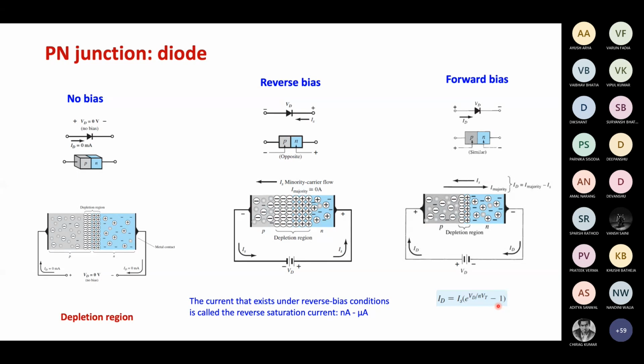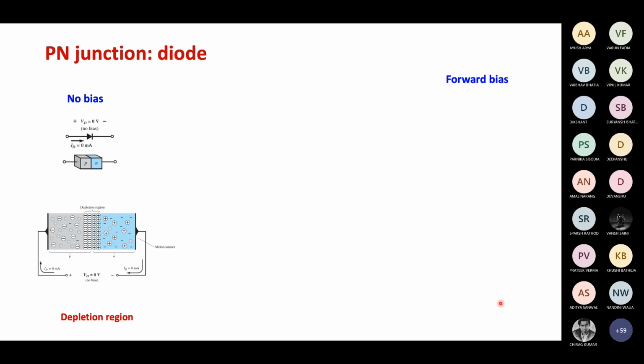So can you please tell what is Is and N and Vt in this? Yes, I was coming to that. Is is the drift current or the minority current.